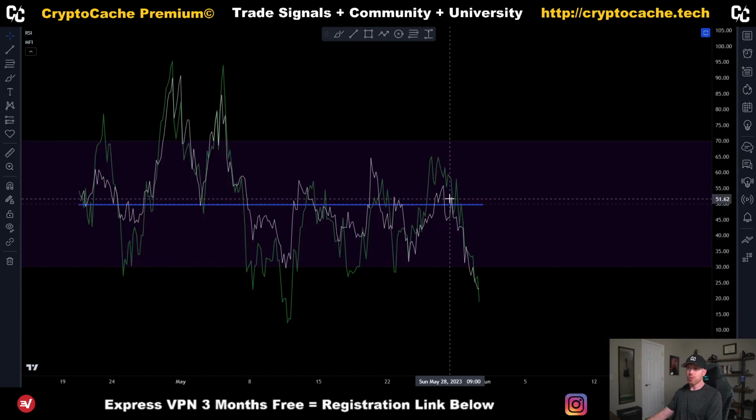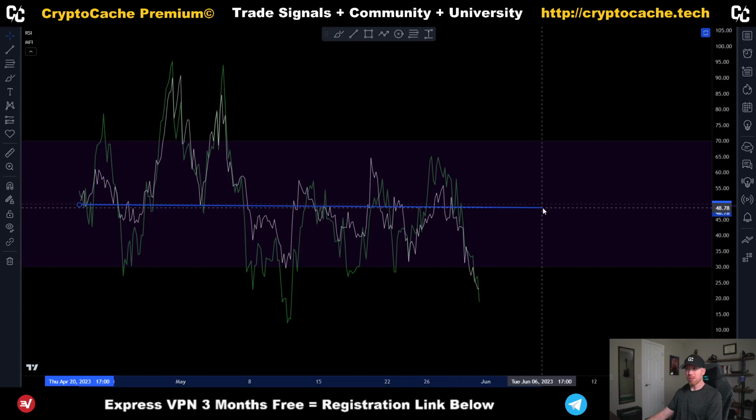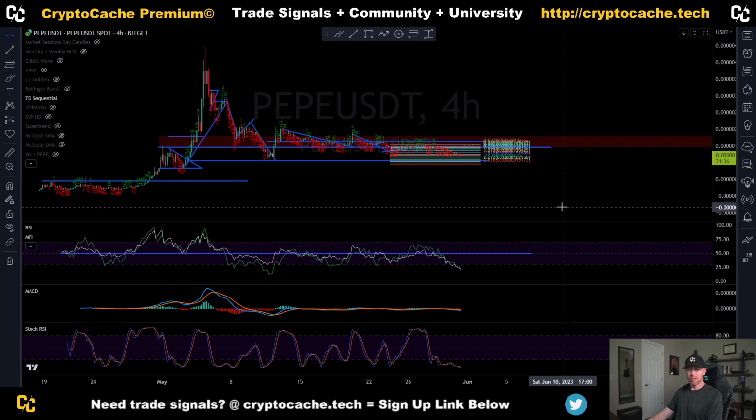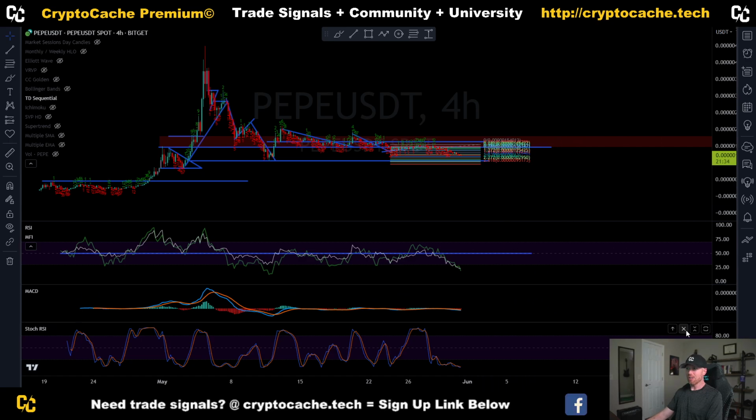We can also see, of course, the price action pretty much rejected off of 50 in the RSI here. So we'll keep that as a potential resistance. So once more, 146 is probably the likely resistance zone there, okay?